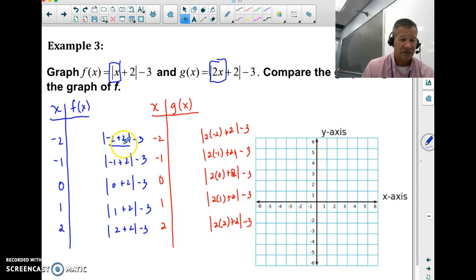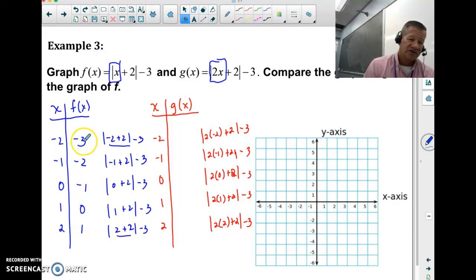-2 plus 2 is 0, which has an absolute value of 0. If we subtract 3, we get -3. -1 plus 2 is 1, which has an absolute value of 1, minus 3 gives me -2. 0 plus 2 is 2, 2 minus 3, -1. 1 plus 2 is 3, which has an absolute value of 3, minus 3 is 0. And the absolute value of 2 plus 2 is 4. Absolute value of 4 minus 3 is 1. Well, you notice these kept going up, but it never came down. So I'm going to have to go back this way.